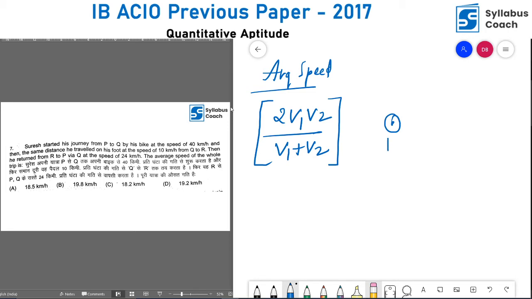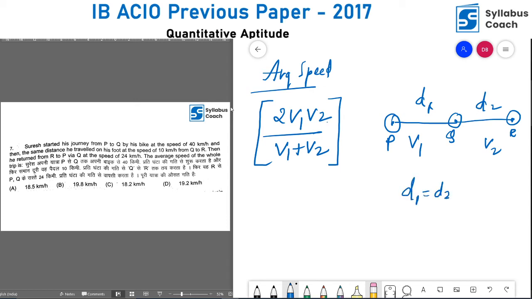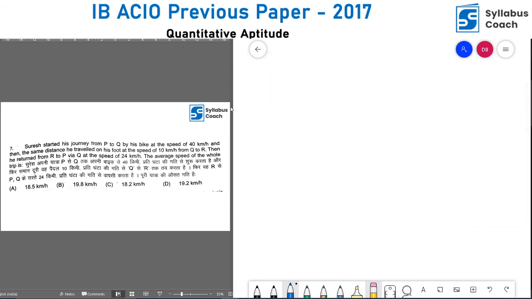Say there is a man who is traveling from P to Q and then from Q to R at different velocities v1 and v2, and you have distances d1 and d2. You can apply this formula only when d1 is equal to d2. If they are not equal, you cannot apply this particular formula. Okay, let's solve the same question using this formula.